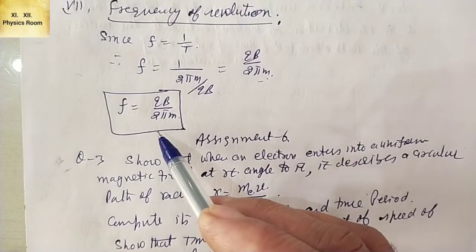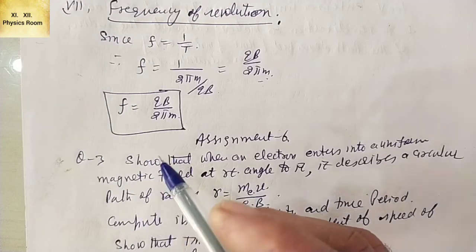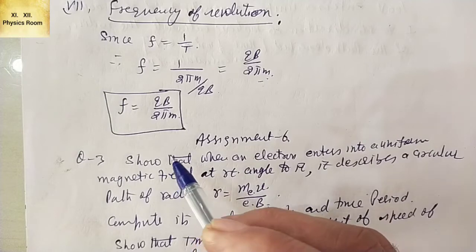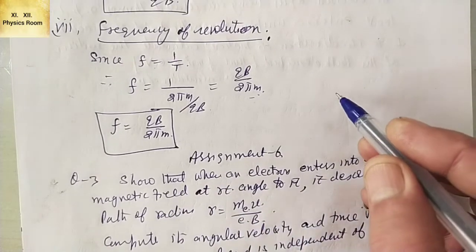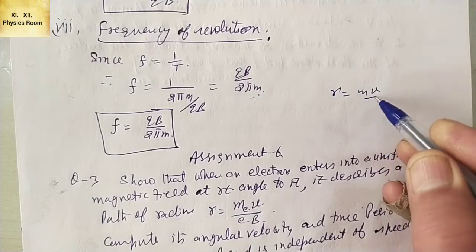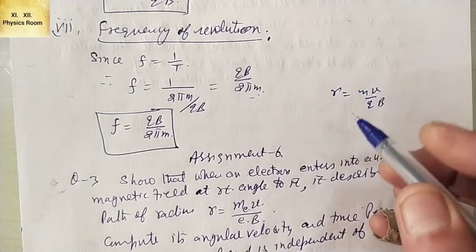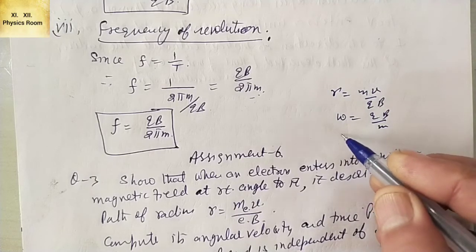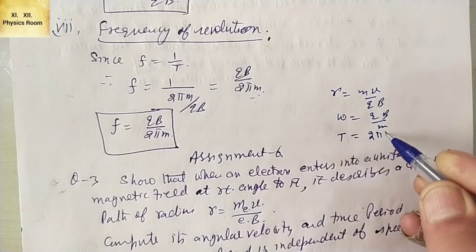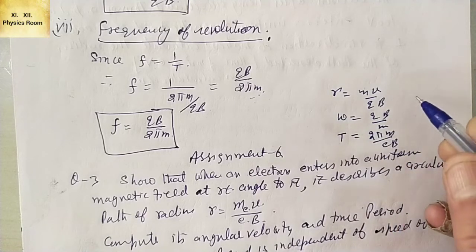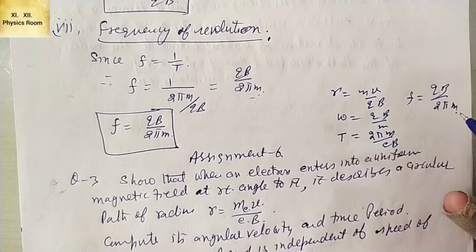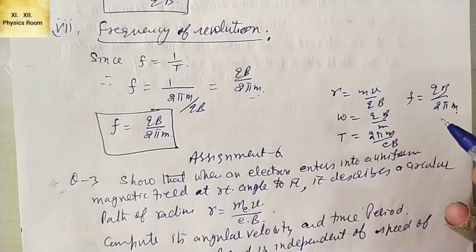Now when the charge enters a uniform magnetic field of strength B, it describes a circular path of radius r equal to mv by QB. Angular velocity is QB by m. Time period is 2 pi m by QB, and frequency is equal to QB by 2 pi m, and it is independent of the speed of the charged particle.